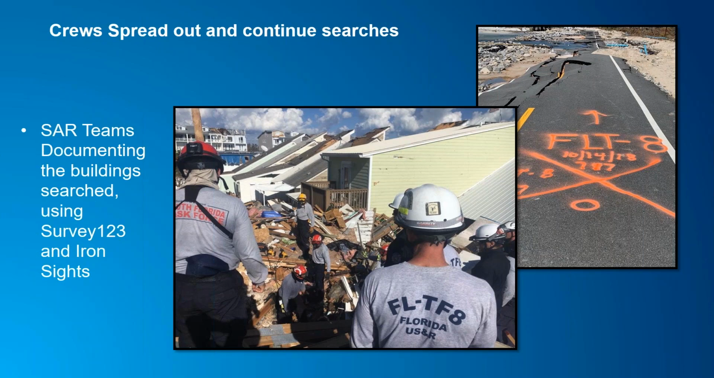So crews spread out, they start their searches and continue their searches as they start to make it in from the east side as well. So these teams are starting to do their searches and document that using either the Survey 123 tool we spoke of earlier, or in the case of the federal teams, the Iron Sights. So we had 2 different programs that were collecting this data, and I'll speak a little bit to that in the development of our field data collection tools that was being built under the direction of NAPSG and in coordination with Esri as well as the IAFC.